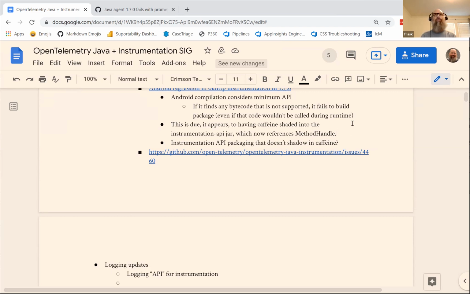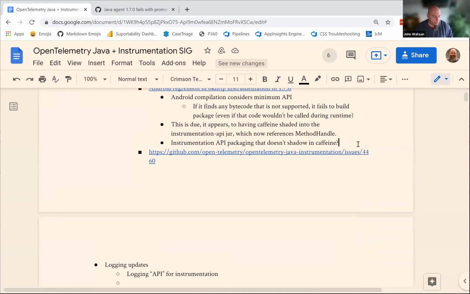The problem is we brought in Caffeine 3 because of that JDK unsupported J-linking. I don't know. Well, that's going to take some thought.